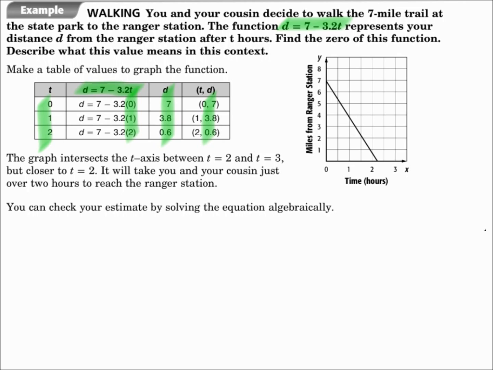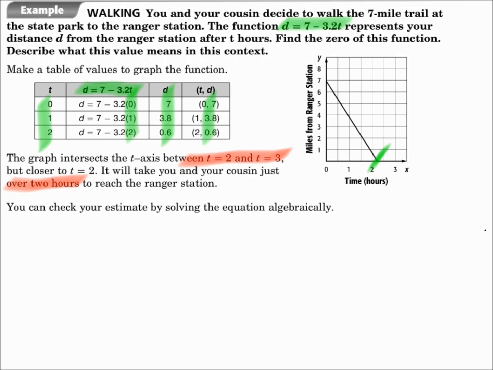So when you connect the dots and draw the line, look for, in this case, the t-intercept, which is like the x-intercept. It's right there. It's between where t is 2 and 3, but it's closer to 2. So it will take you just over 2 hours to reach the ranger station, because when y or d is 0, that means you're 0 miles from the ranger station. So that means you're at the ranger station.